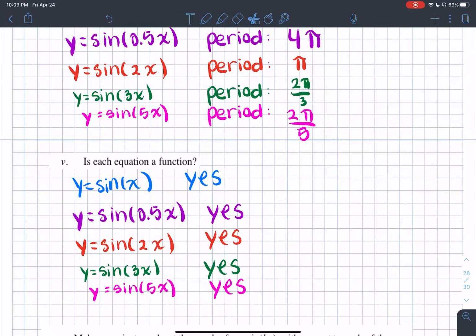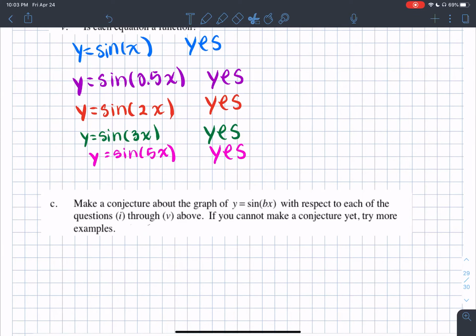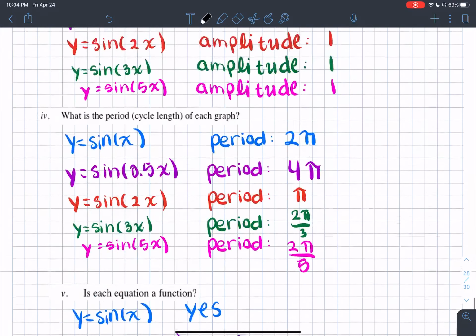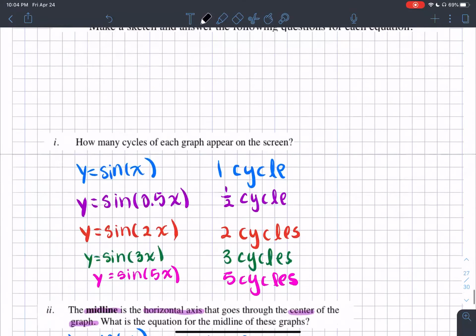So yes, all of these are functions. Go ahead and read part C and think about what it's asking you to do. Pause the video to read C now. Part C is asking you to make a conjecture about the graph of y equals sine of bx with respect to questions I through V up here.